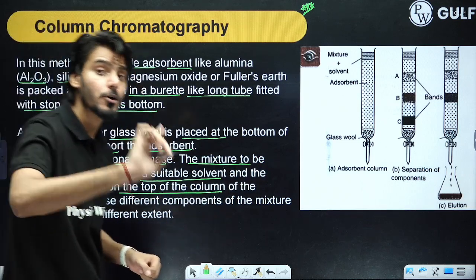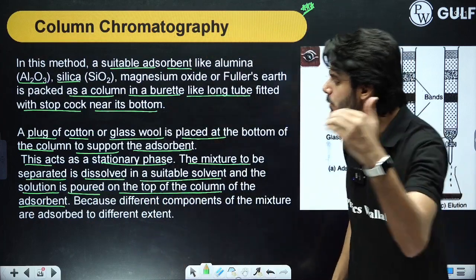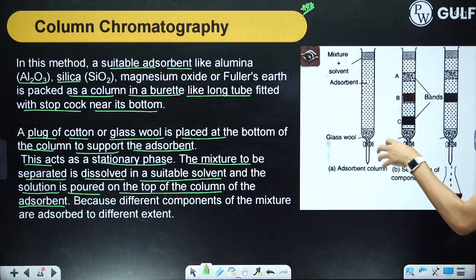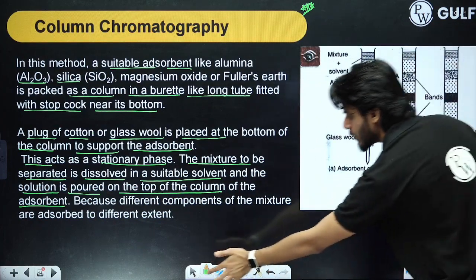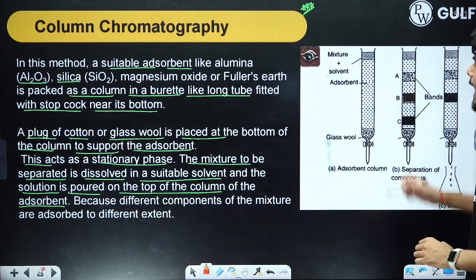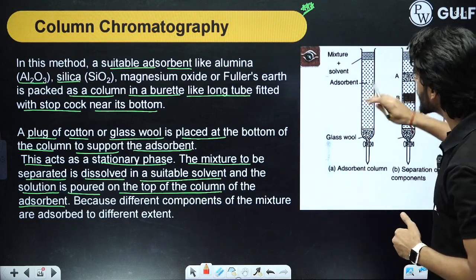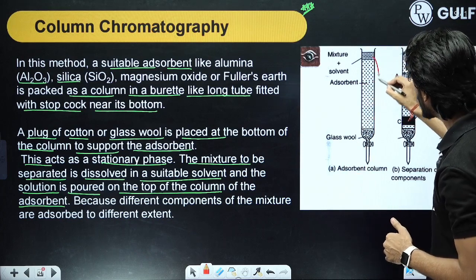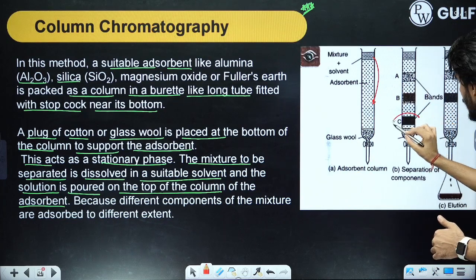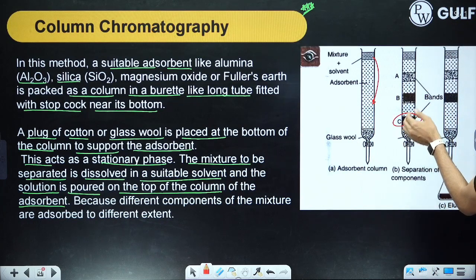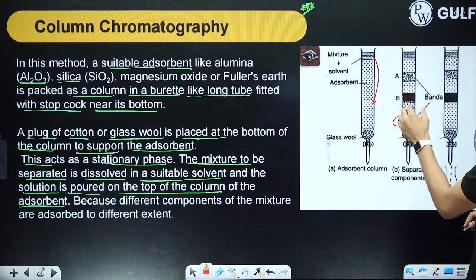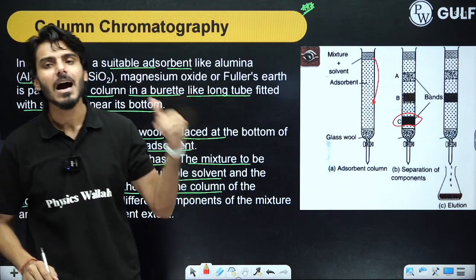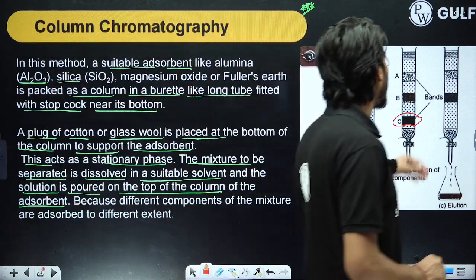Because different components of a mixture have a different degree of adsorption, this stationary phase will start to adsorb the mixture components. When they are getting adsorbed in this adsorbent, the one which is getting more adsorbed will travel more. Let's suppose this is C, which travels the most. The reason C travels more is that the degree of adsorption in the case of C is higher, so it adsorbs more as compared to B or A.